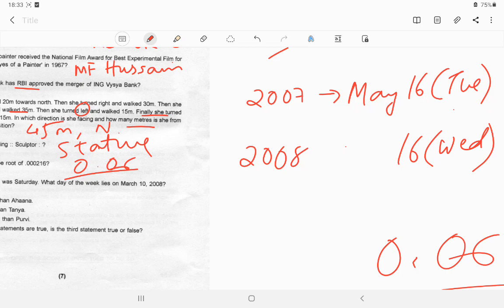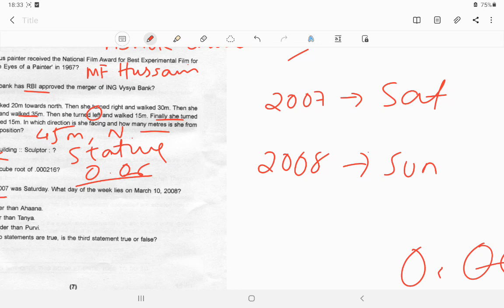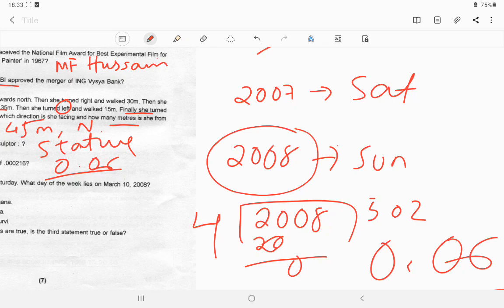So similarly, 2016 is Saturday, so obviously the next year it would be Sunday. But that is not the answer because 2008 is a leap year. Divide 2008 by 4: 4 times 502 is 2008, so it is a leap year.